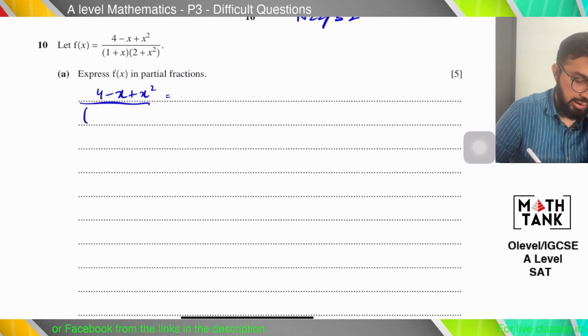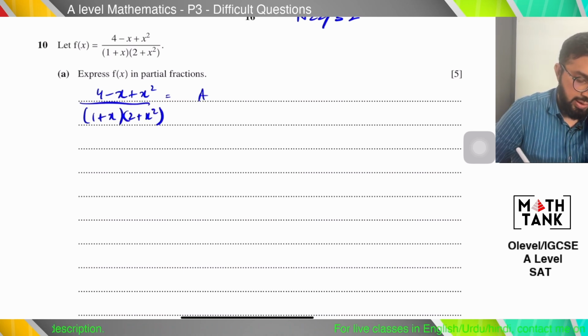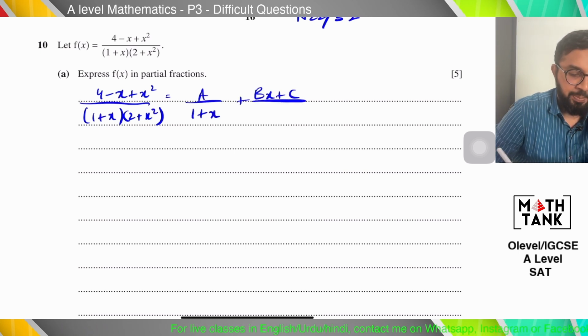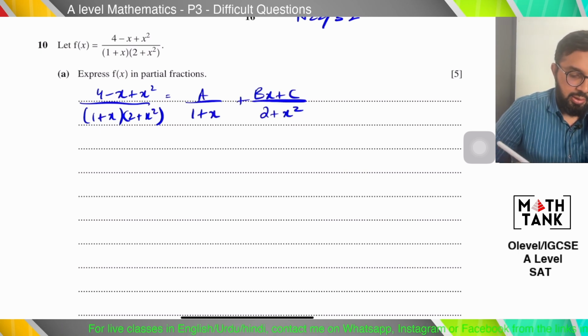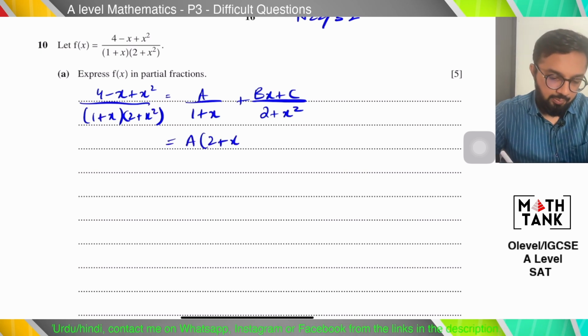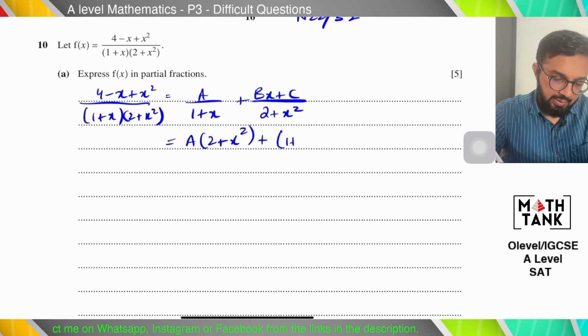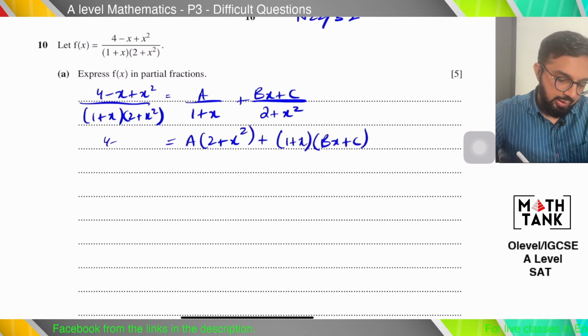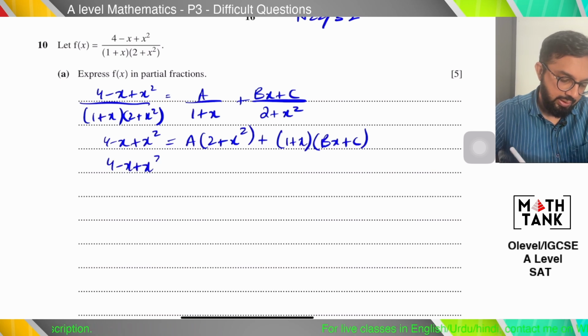Okay, I have 1 plus x and 2 plus x square. So my partial fractions will be A over 1 plus x plus bx plus c over 2 plus x squared. Okay, A into 2 plus x squared plus 1 plus x into bx plus c. And I have 4 minus x plus x squared here.